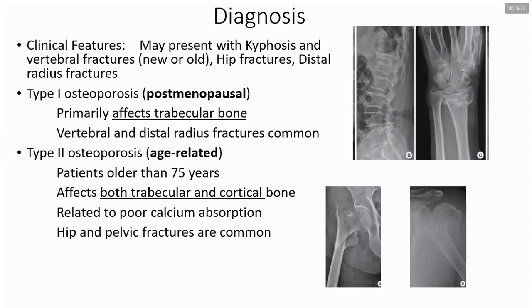So just keep in picture a perimenopausal lady around 50 years old, coming with a distal radius Colles fracture, a low energy type of fracture. Then you are bound to give her anti-osteoporotic treatment in addition to treatment for the Colles fracture. Okay. The type 2 is again age related, so that's basically in the older population, affects both male and female. In this condition it's cortical as well as cancellous bone which is affected. Okay, so it usually manifests as hip or pelvic fractures.